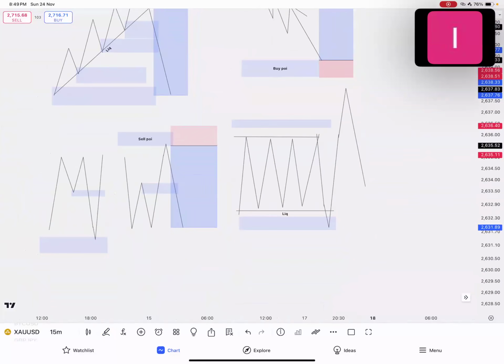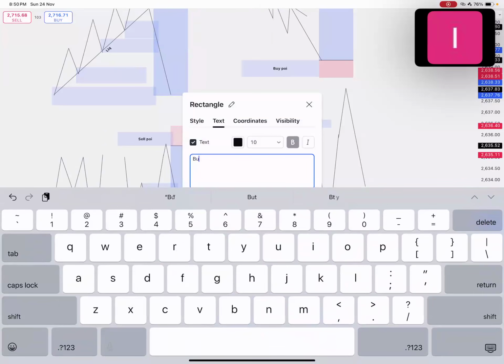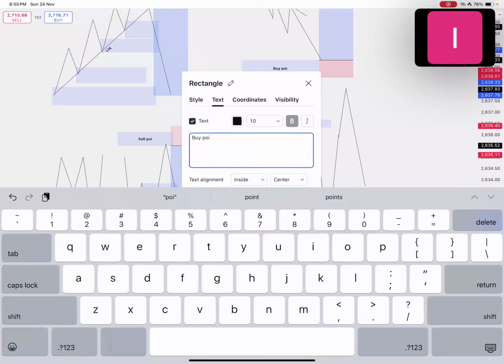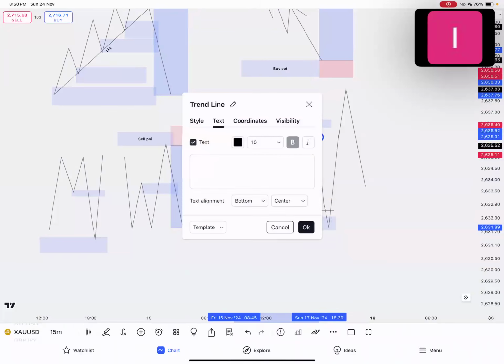So for example, let's say you are looking to take a buy and your buy point of interest is where? Down here, buy POI. And before the market approached the buy POI, what was it doing? It was ranging between support, resistance, support, resistance before approaching your point of interest. So you now know there's liquidity down here, and also there's liquidity up here.